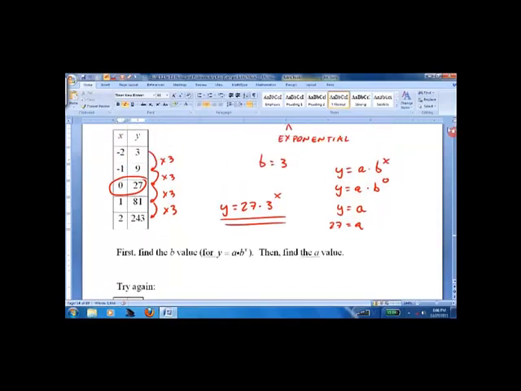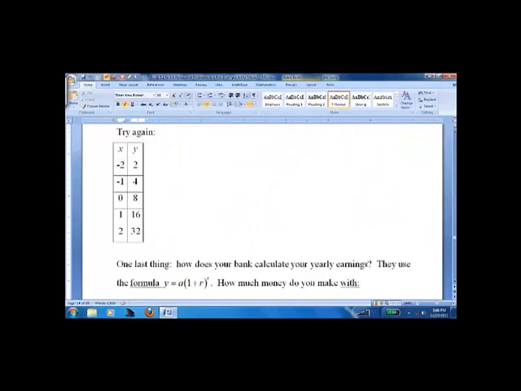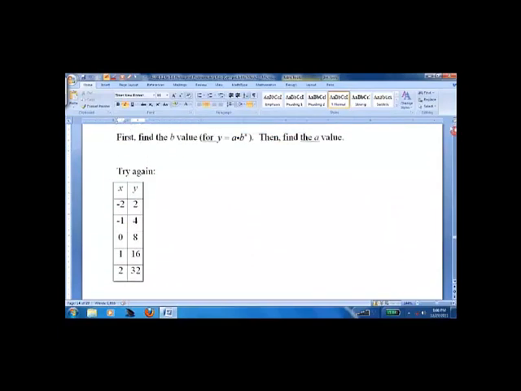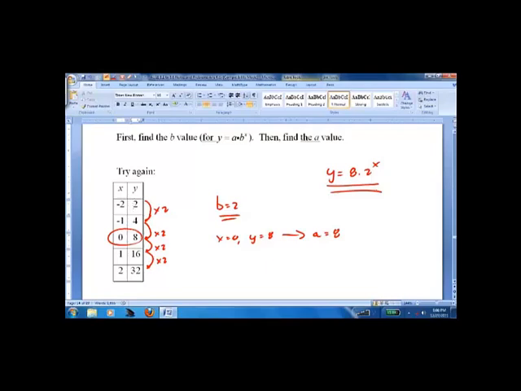Scrolling a little quick there. So try it again. And I recommend trying it on your own here with your notes out front. I'll give you a second to get ahead of me. Or you might want to pause the video. That's my b value. That's my a value. Equation is y equals 8 times 2 to the x. Cool stuff.